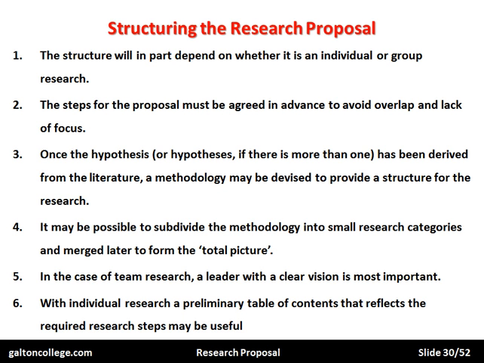With individual research, a preliminary table of contents that reflects the required research steps may be useful. In other words, setting out, like a table of contents, the various steps that need to be done. So it's like step 1, step 2, step 3, and getting a sequence that way. It's very similar to what I said earlier about a Gantt chart, just setting up in a way that shows each task and a sequence of each task and when the next task can start. But with individual research, it's less complex.